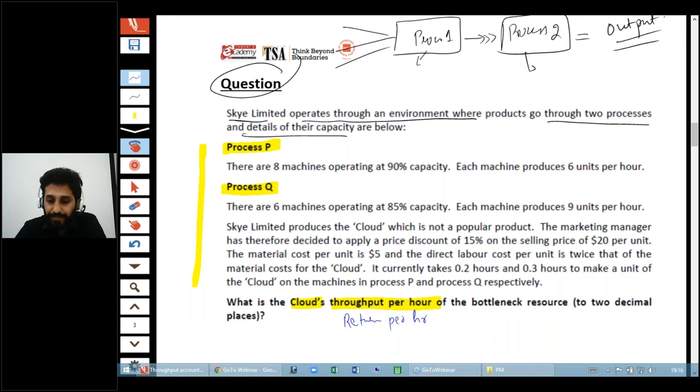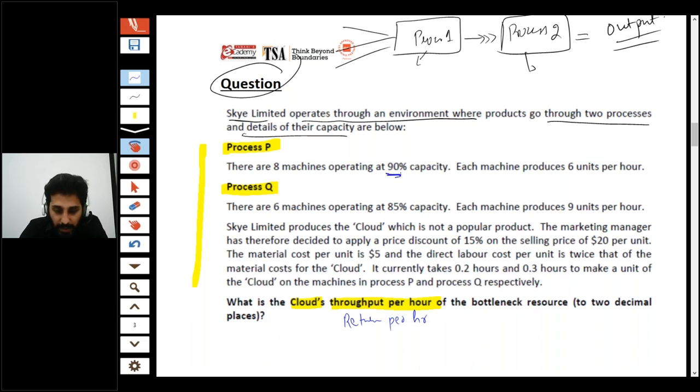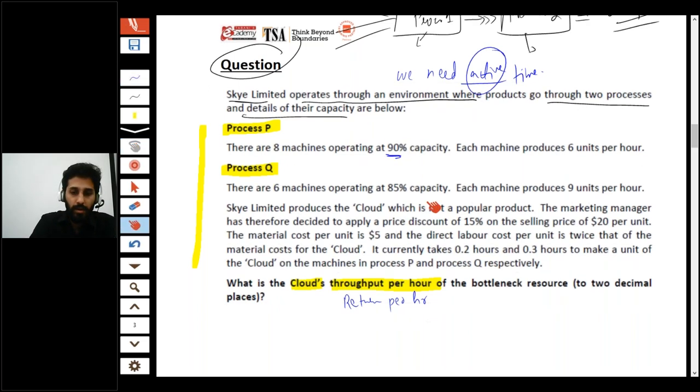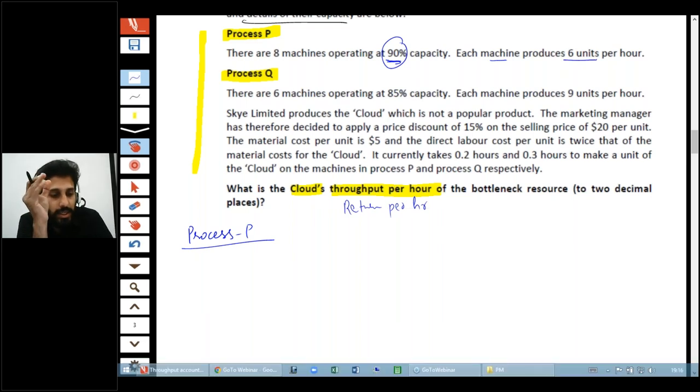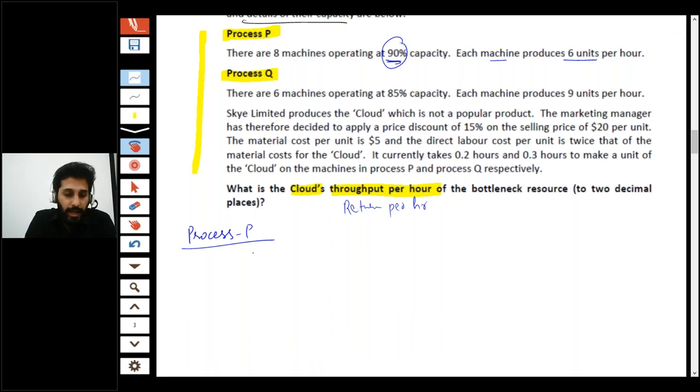All right, now the question here is that there are 8 machines operating at 90% capacity. We need active time, right? There are 8 machines in process P at 90% capacity. Each machine produces 6 units per hour. Okay, so there are 8 machines operating at 90% capacity and they produce 6 units per hour.